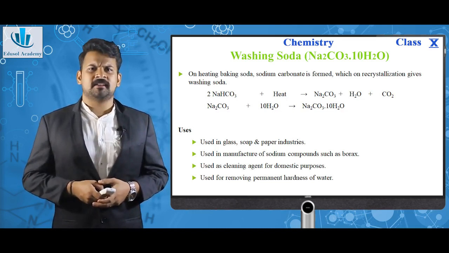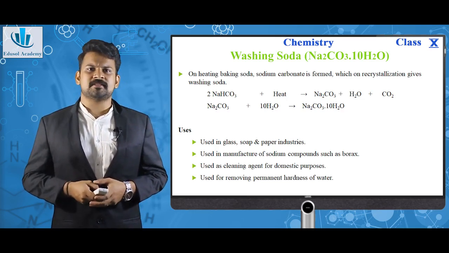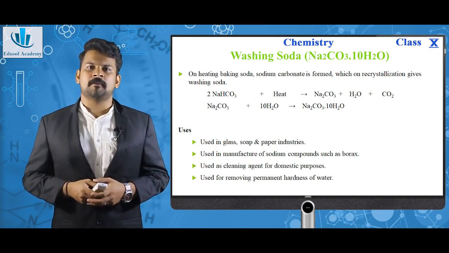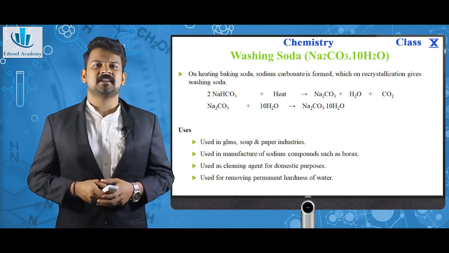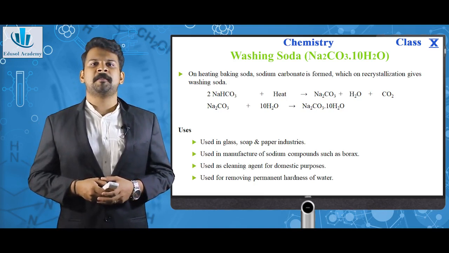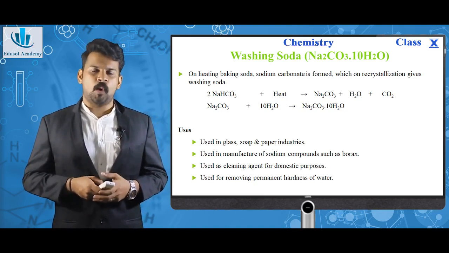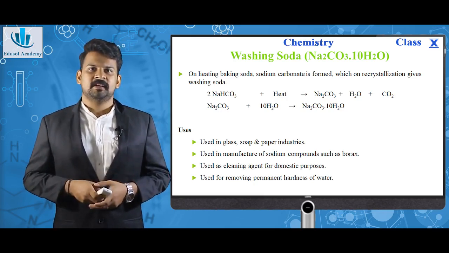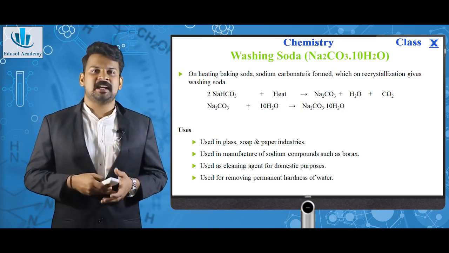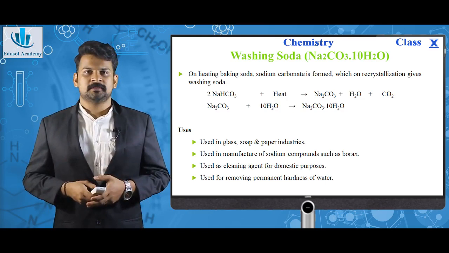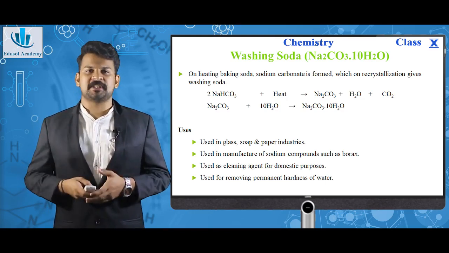It is used in glass, soap and paper industries. It is used in the manufacture of sodium compounds such as borax. It is also used as a cleansing agent for domestic purposes. It is also used in removing permanent hardness of water. So these are the different kinds of chemicals that we are obtaining from common salt or that we are preparing from common salt.